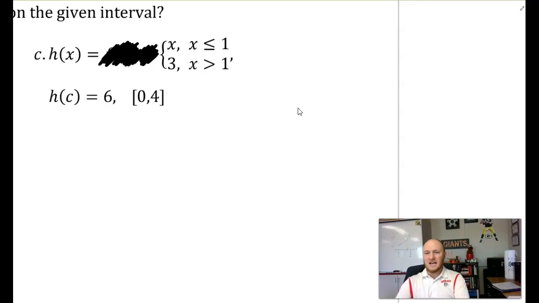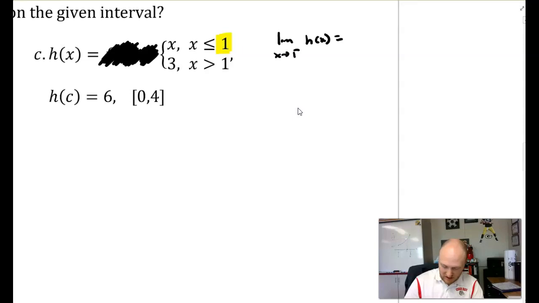Okay, so does the IVT apply here? Well, I've got to go ahead and check continuity. So what is the limit as x approaches 1 from the left of h of x? It's piecewise, so I'm going to inspect the cut points. I want to make sure the top piece is equal to the bottom piece.